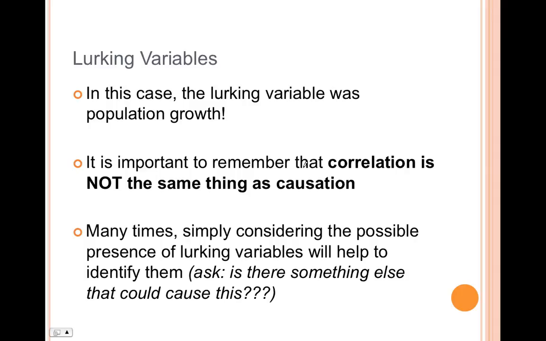So it's important to remember that just because we have a strong correlation does not mean that we have a causation relationship. X and Y can have a really, really strong correlation, but that doesn't mean that one is causing the other. If you just ask yourself, is there something else that could be causing this relationship? Then that will sort of alert you to the presence of a lurking variable. Okay, so just asking yourself, is it really this simple or is there something else at work here? That'll help you find that lurking variable.